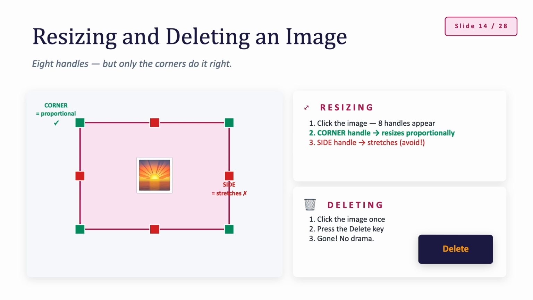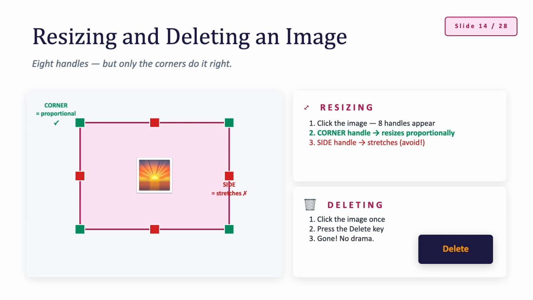Resizing and deleting an image. Resizing is simple. Just click your image and you will see 8 little green handles around it. To resize proportionally, drag any corner handle. This keeps both the height and width the same, so the image stays in shape.